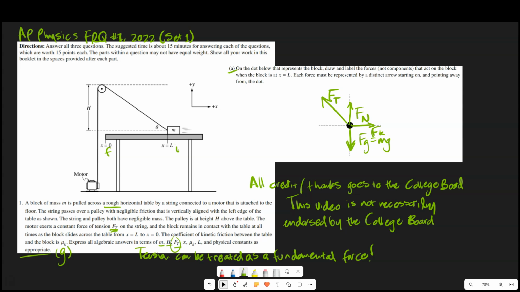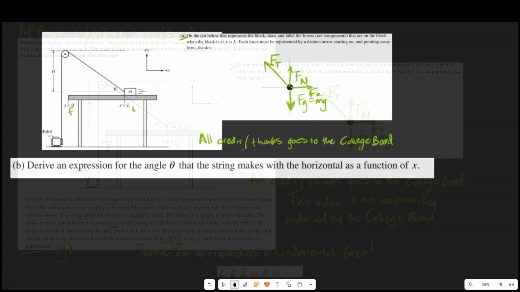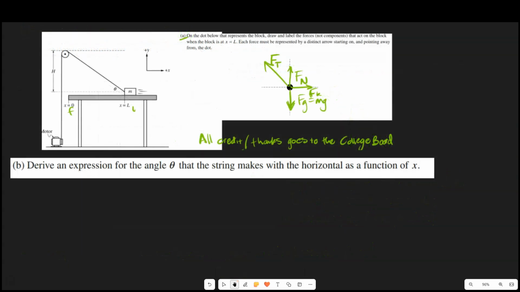Let's take a look at the next section. Okay, and so the next problem says, derive an expression for the angle theta that the string makes with the horizontal as a function of x. So this is really important. They're not saying in terms of the force or the acceleration.